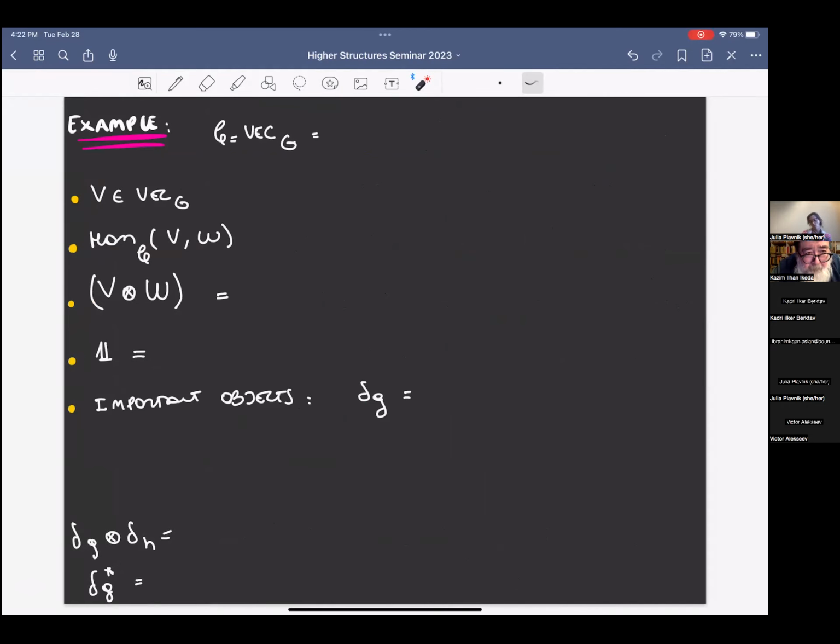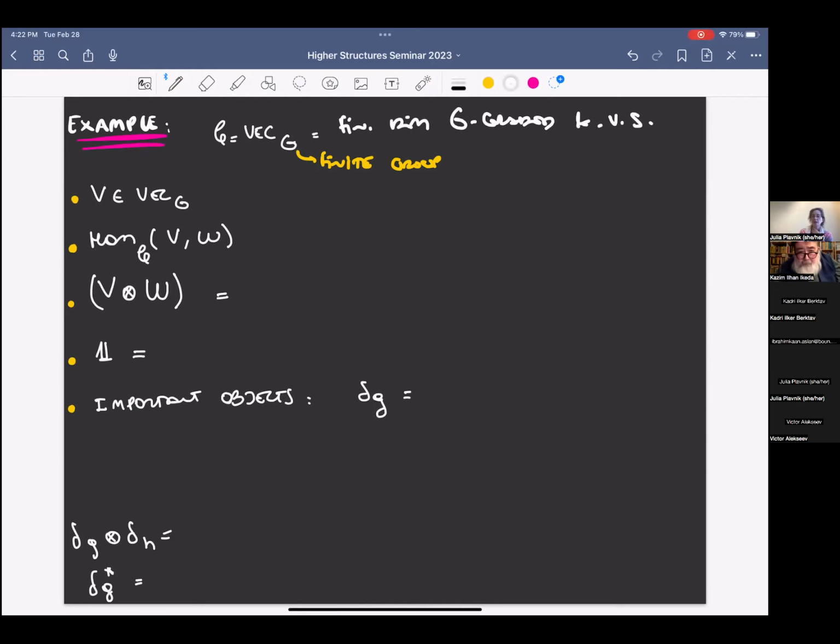So let me give you one example that also comes from a finite group, but this time with vector spaces. The categories that I will be looking at are finite dimensional G-graded K vector spaces.